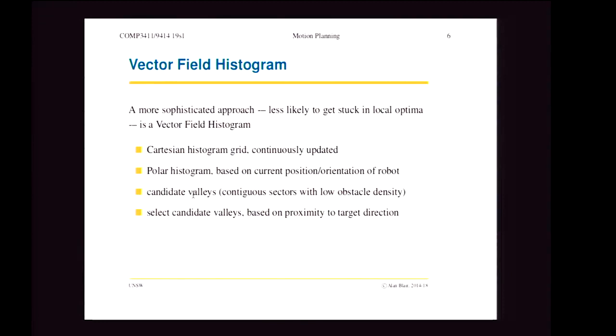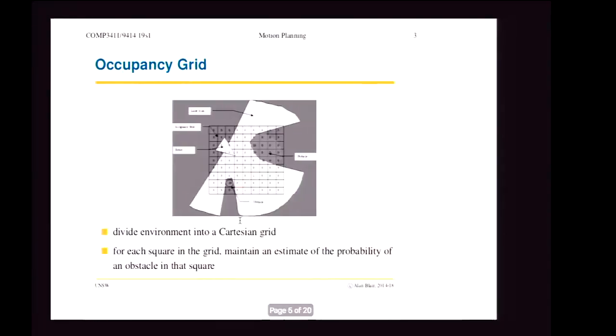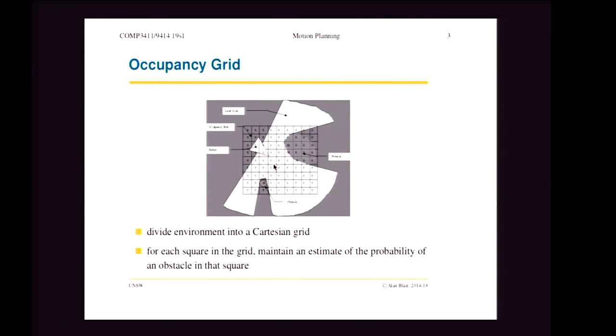A candidate valley is a contiguous sector which has low obstacle density. So back here, this would be a candidate valley, and perhaps this and this would also be candidate valleys. So the idea here is you're doing a little bit of search, you're identifying three candidate valleys, and then you're trying to decide which one of them would be the best one to take. It's a trade-off between how wide the valley is. You prefer wide valleys over narrow ones, but you also prefer valleys that are taking you in the direction of the goal over others.